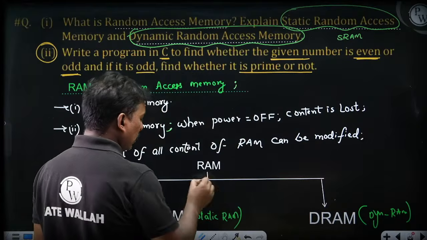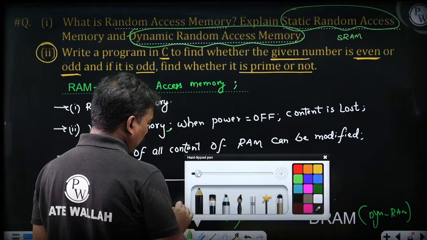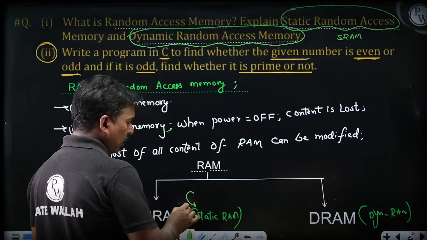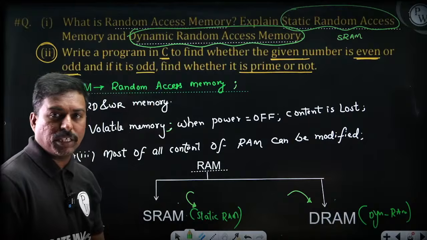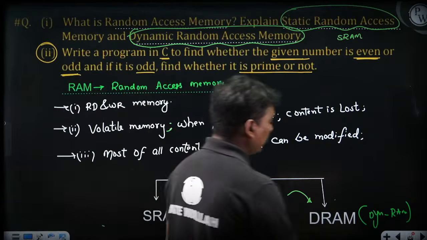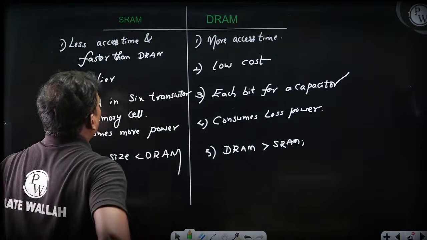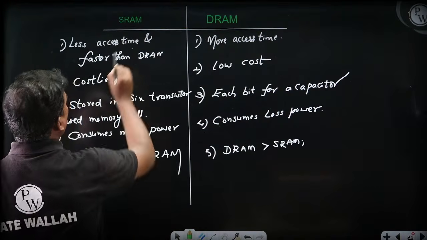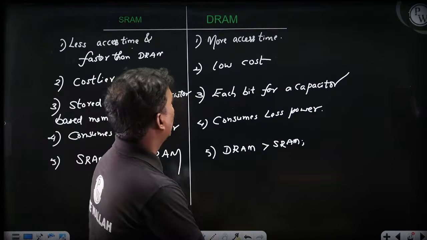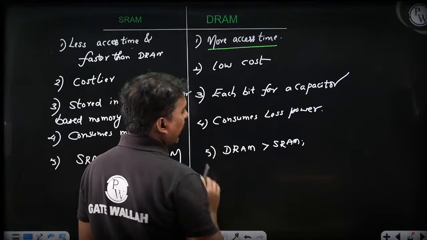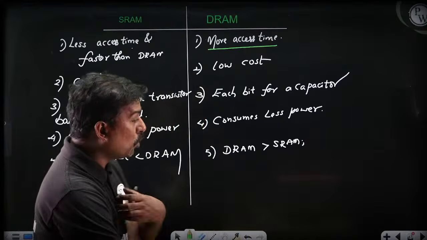RAM is categorized into two parts, SRAM and DRAM. SRAM stands for static RAM, DRAM stands for dynamic RAM. Static RAM takes less access time and is faster than DRAM, whereas dynamic RAM requires more access time to access the data.